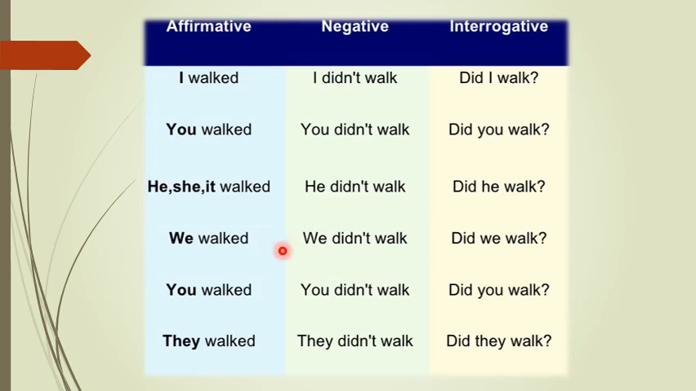We walked, we didn't walk, did we walk? You walked, you didn't walk, did you walk? They walked, they didn't walk, did they walk? These are the examples of regular verbs in simple past tense.